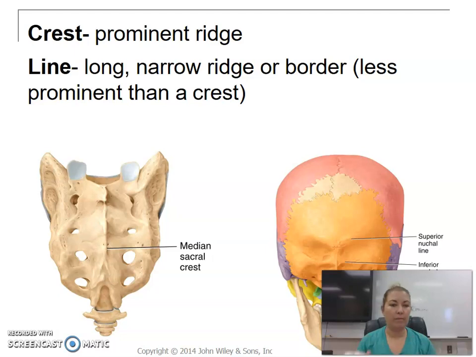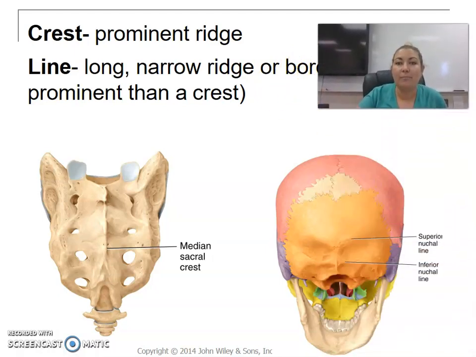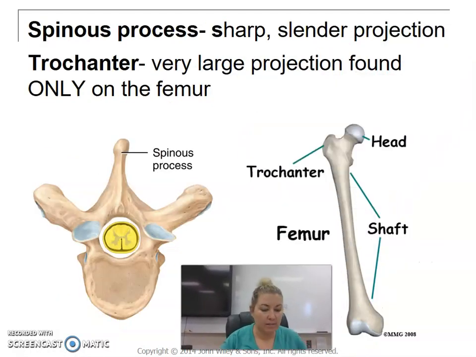A crest is a prominent ridge. Here we're looking at the sacrum, which I do not have in my box, but you can find it in that big black box when you're working. And then a line is a less prominent ridge. It's less prominent than a crest. Here you have the superior and inferior nuchal lines that are on the back portion of the skull on that occipital bone.